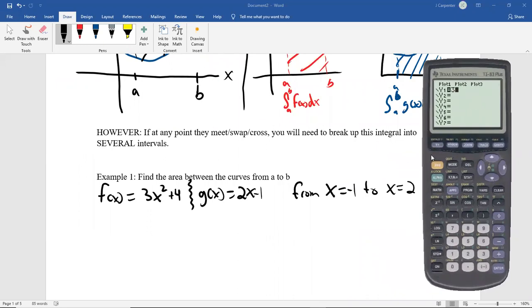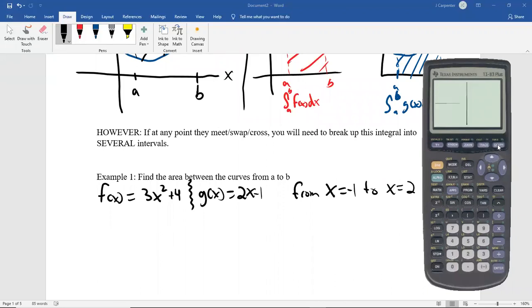So we got 3x squared plus 4. The leading term there is x squared. This is going to end up looking like a parabola. Then we got 2x minus 1. That's a line. You should already know what those look like, how they should bend, how they should change.